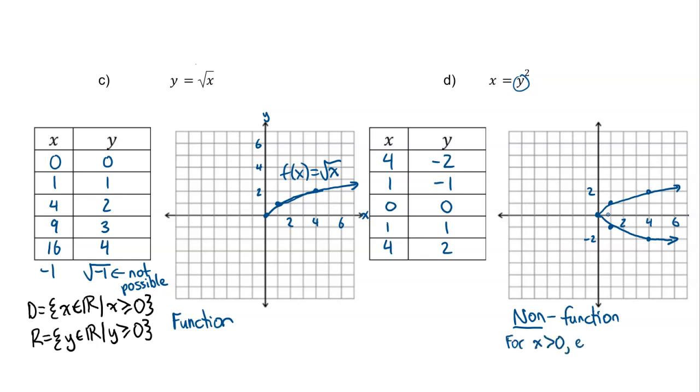In fact, every x value to the right of 0 is going to have two corresponding y values, and so that's not a function. It also fails the vertical line test. If we draw any vertical line to the right of 0, it's going to go through the function twice.